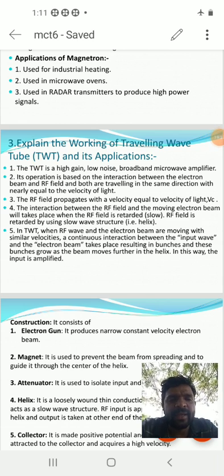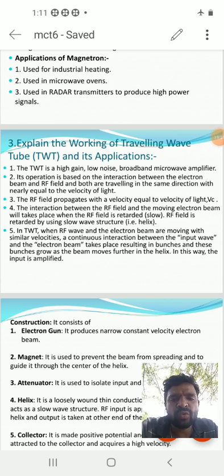That means in TWT we have two signals: one is the RF signal, the RF field, and another is the electron beam. These two signals are transmitted from input to output. In this way the electron beam and RF field interact between input and output.